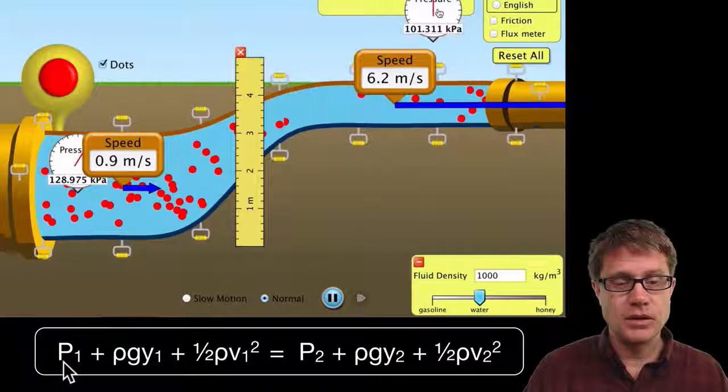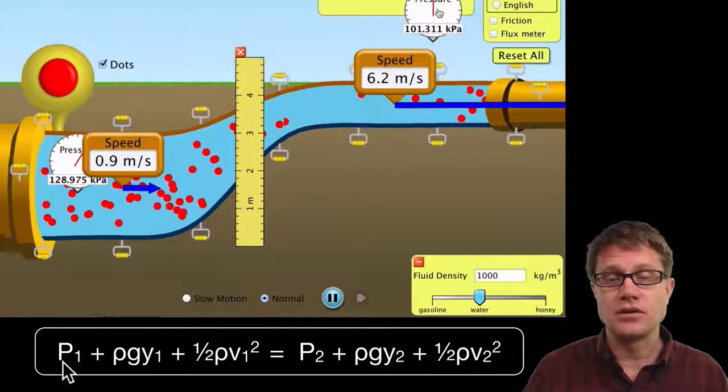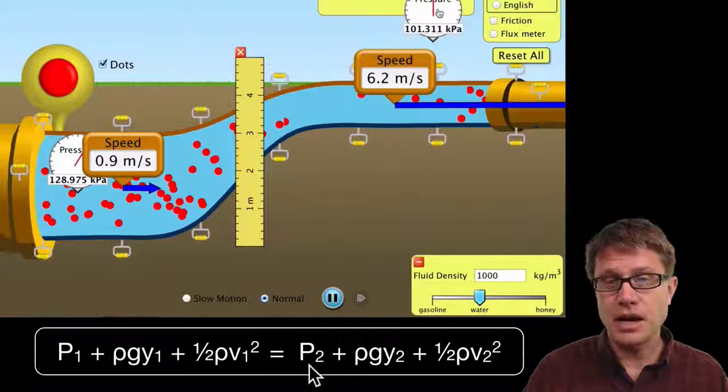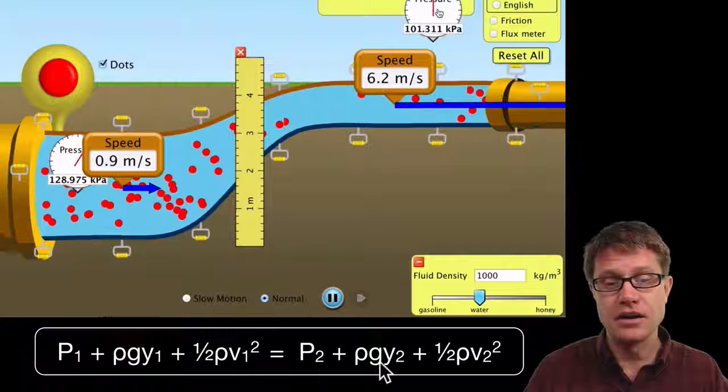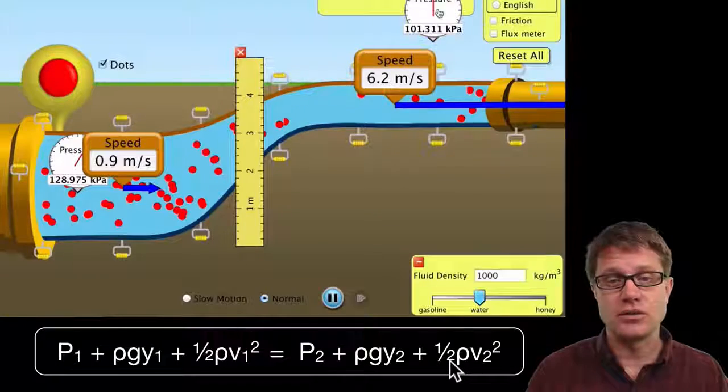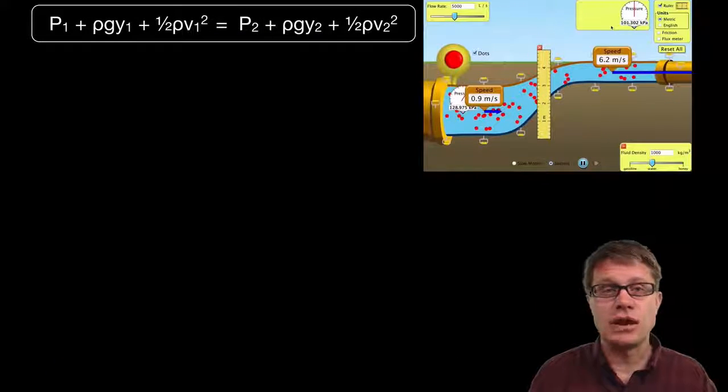And since I'm giving you the pressure on the left side as 128, we would expect to have a pressure on the right side that has to be lower since we have higher potential and kinetic energy on the right side of the pipe. So let me show you how I would solve this.